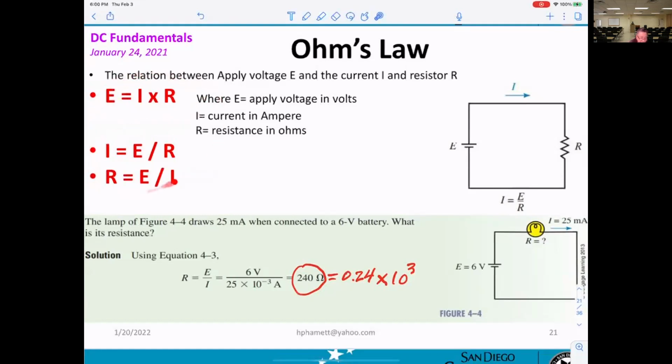In this formula, voltage must be in volts, current must be in amperes, and resistance must be in ohms. If it's not, then you have to change it to exactly that unit. If they give kilo-ohms, you have to multiply by 1,000, 10 to the power of 3. If they give a current in milliamperes, you have to convert it into amperes.